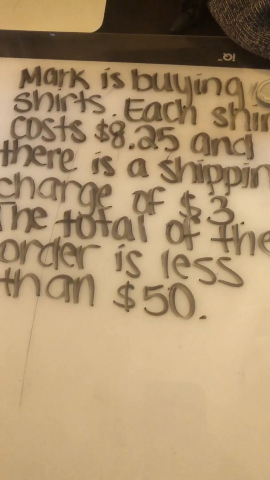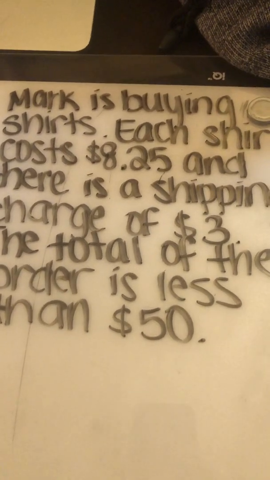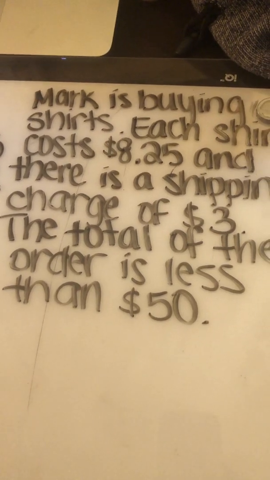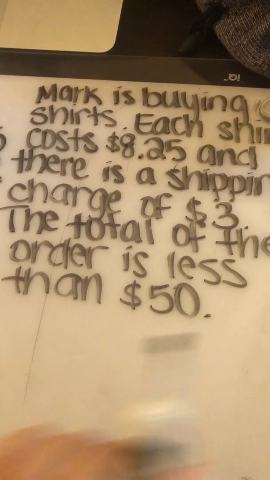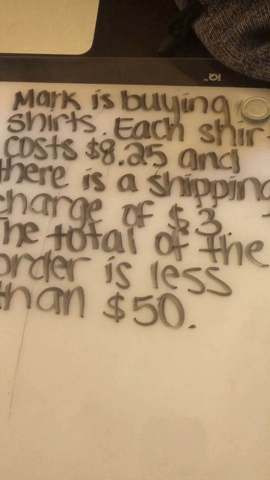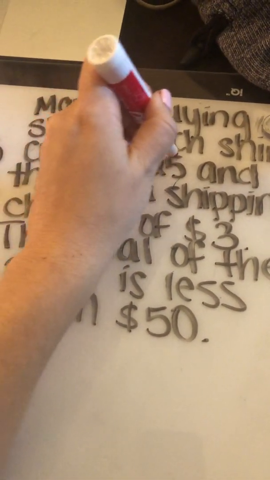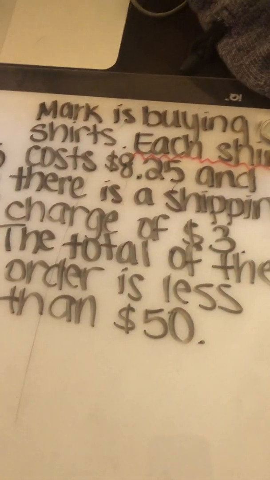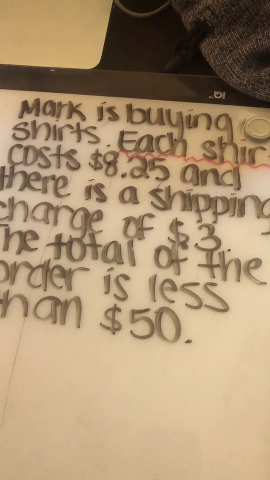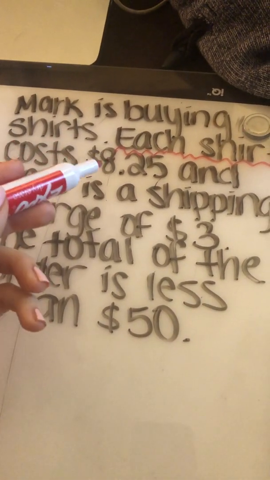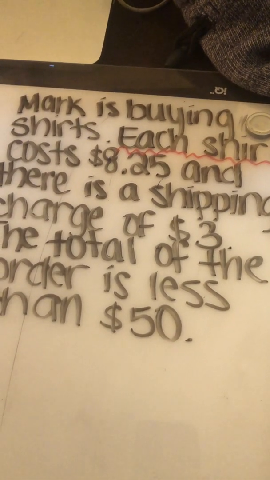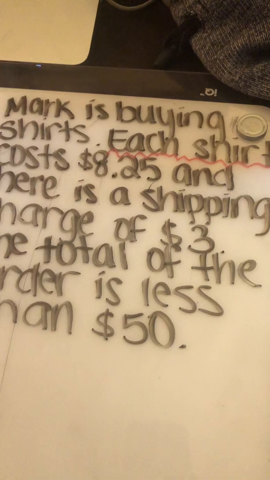So it says Mark is buying shirts. Each shirt costs $8.25, and there is a shipping charge of $3. The total of the order is less than $50. So in these types of questions, we want to look for our keywords. The first one I see is each. Each shirt. I don't know how many shirts Mark's buying, but when I see that word each, I know that means multiply, and I know that the cost of each shirt is $8.25. So that tells me I'm probably going to be multiplying $8.25 times my shirts.